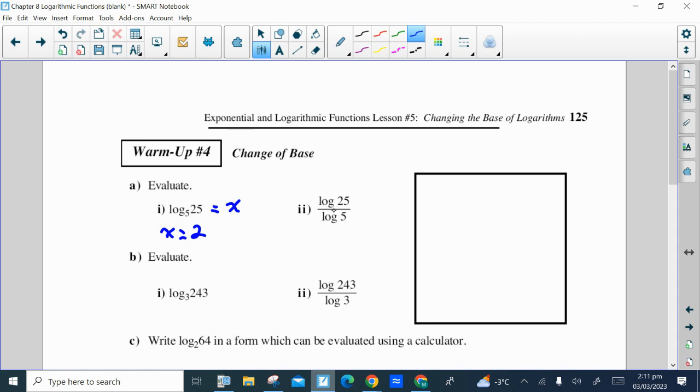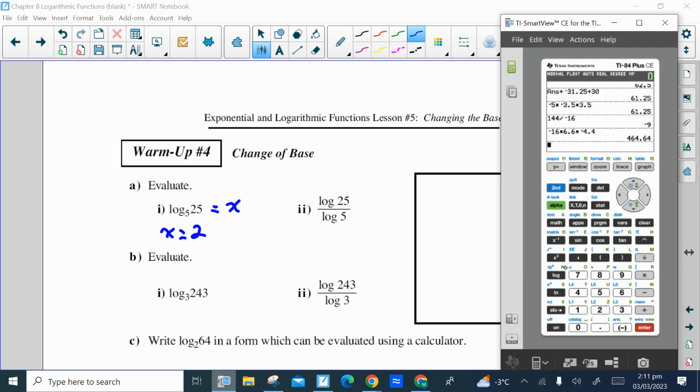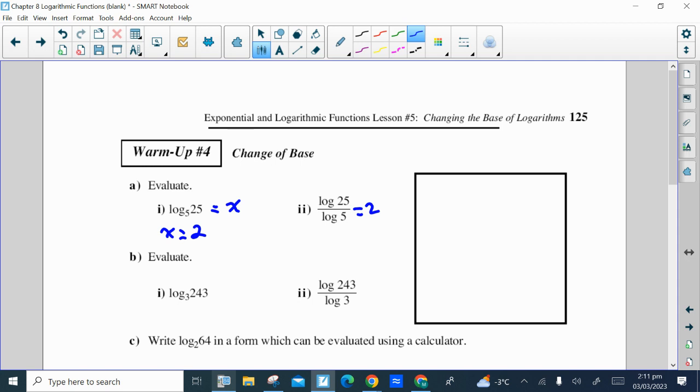Now, for part 2, it says evaluate log of 25 over log 5. Notice there is no base indicated there, which means those are common logs, and that means we can use our log button on our calculator. We just have to make sure that we close the bracket after the 25, so it only takes the log of 25, and then divide that by the log of 5. And you get the same answer. So what we see here is that log base 5 of 25 gives us the same answer as log 25 over log 5. Same answer. They both equal 2.